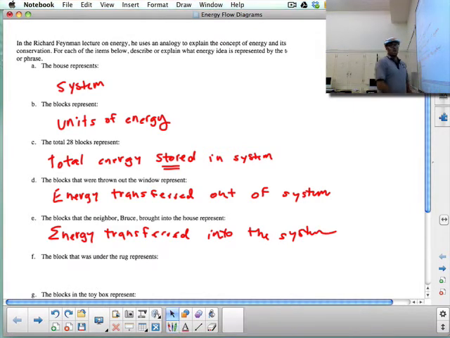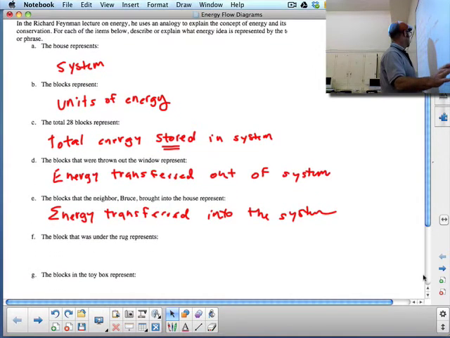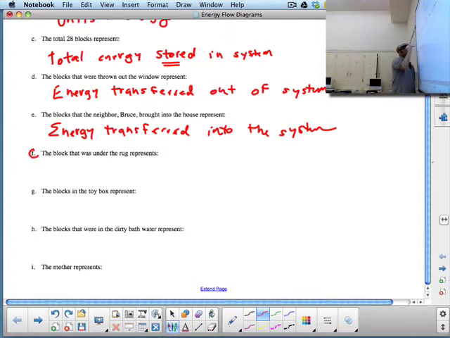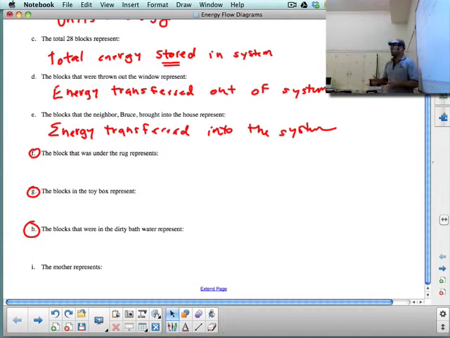And the block that was under the rug. Cool. So I'm going to circle this one. The blocks in the toy box. I'm going to circle this one. The blocks in the dirty bath. I'm going to circle this one. Let's just say it this way. Oh, you guys think the mom is what? Everybody agrees there.